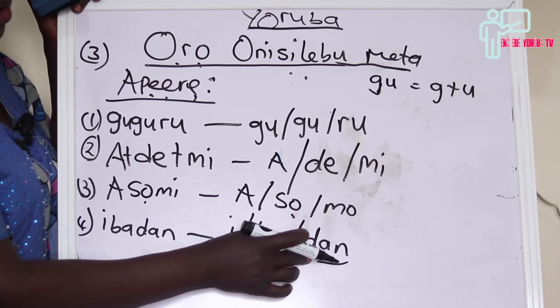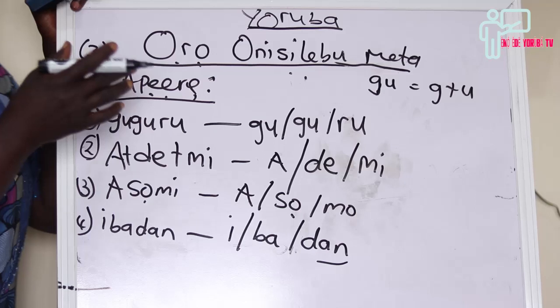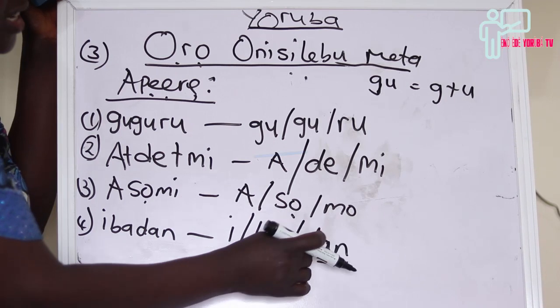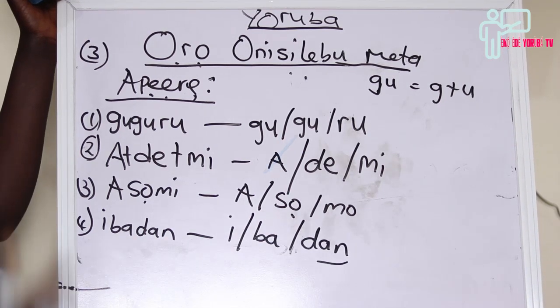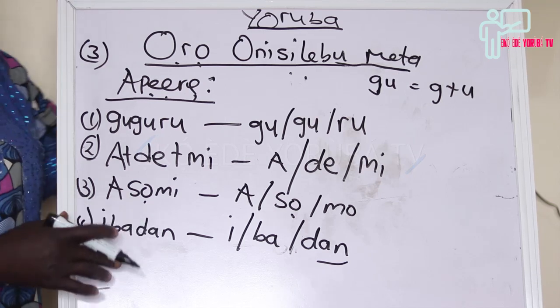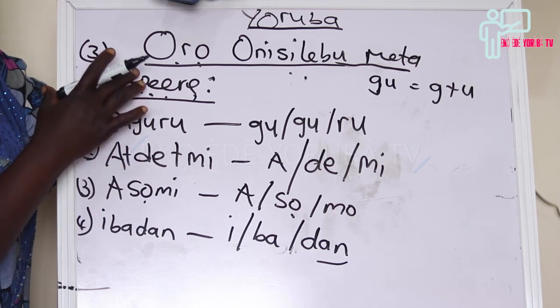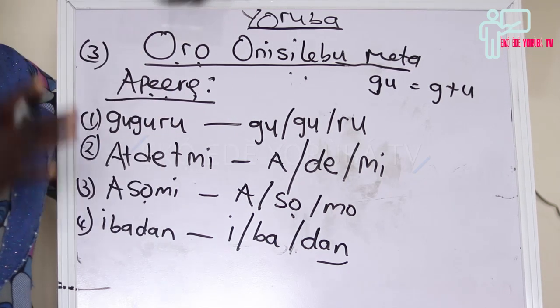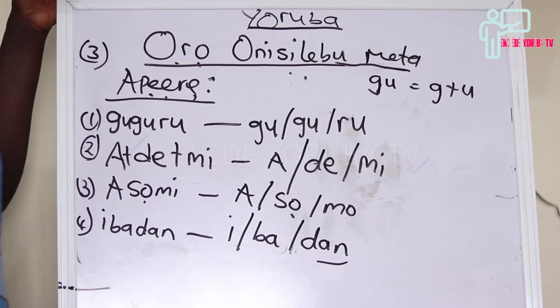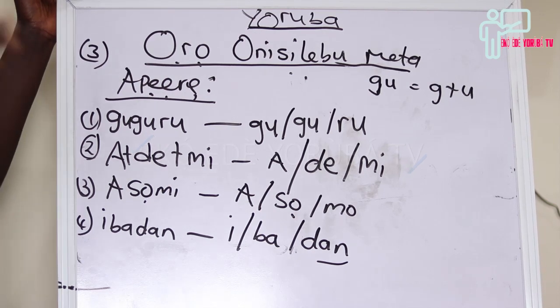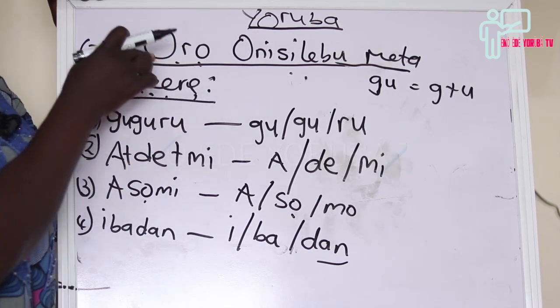If you remember, I told you out of the combination I gave you the other time, ba, ba, bo, bo, bo. Look at this one there. D plus dum, dum, dum, dum. So these are the 3 syllables. Which one is this one? Is Oro. We call it Oro Onisilebu Meta. Look at these words here.